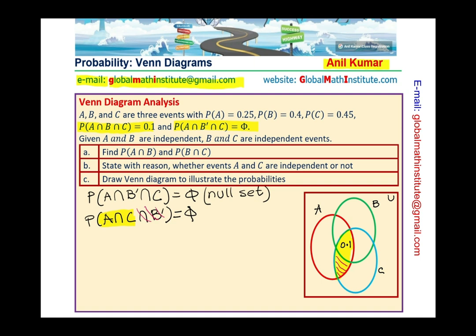So at this stage, I'll request you to pause the video and answer. Now let's find the probability of A intersection B. So what is the probability of A intersection B? We are given that they are independent events, meaning it is the product of their probabilities, right?